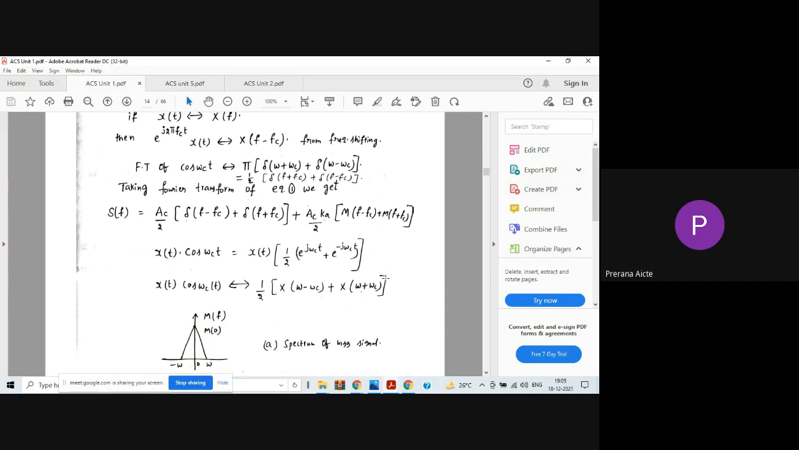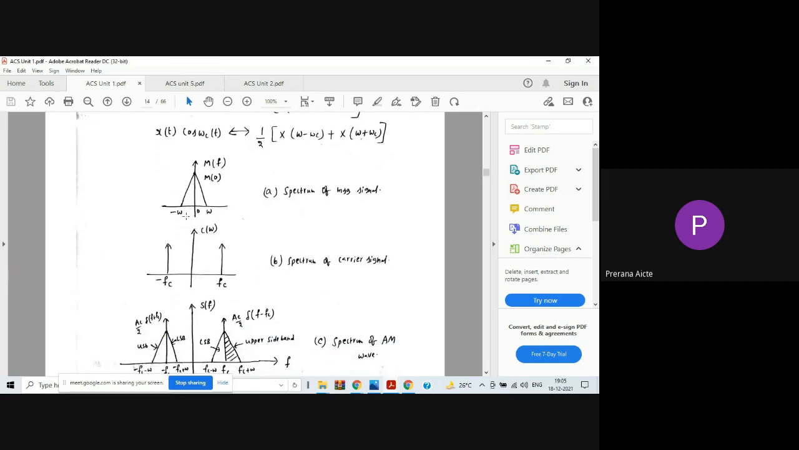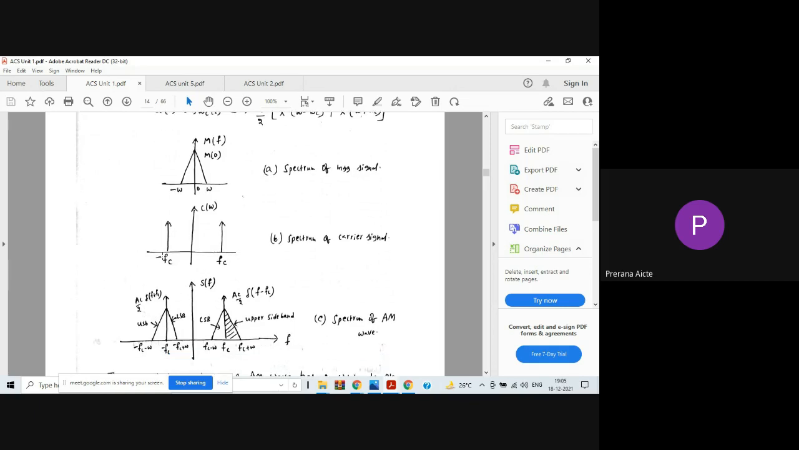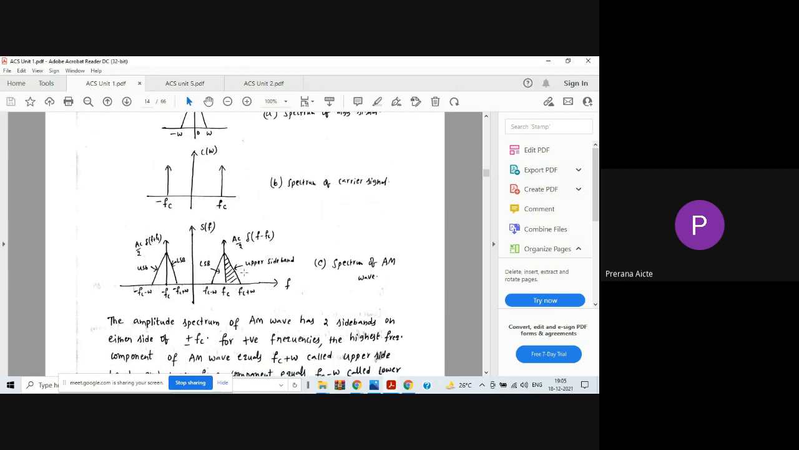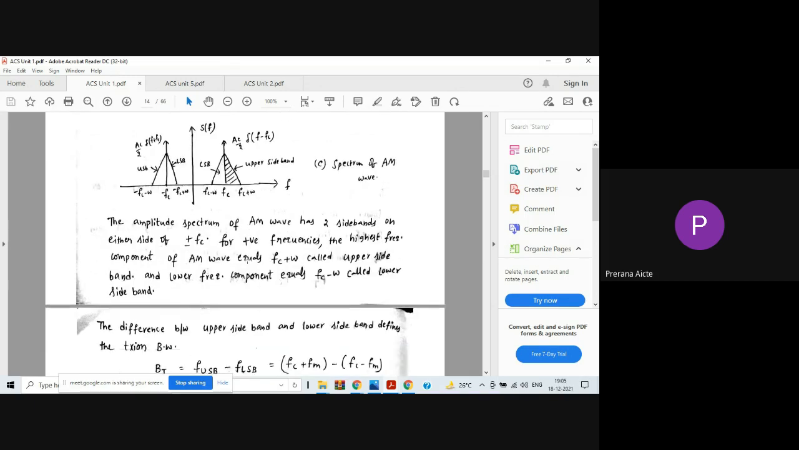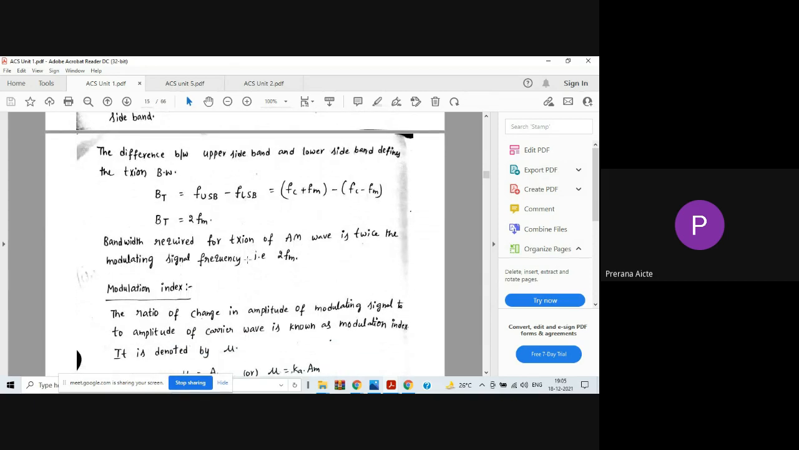Okay, then we are representing its spectrum. I said it has frequency from −ω to ω. This represents the spectrum of the message signal, and the carrier frequency of the signal is from −fc to +fc, and this is the spectrum of the AM wave. We said it has an upper sideband and a lower sideband. Okay, and what is the bandwidth required? This is very important. They asked how much bandwidth is required for transmitting the AM wave, which is nothing but twice the modulating signal frequency.